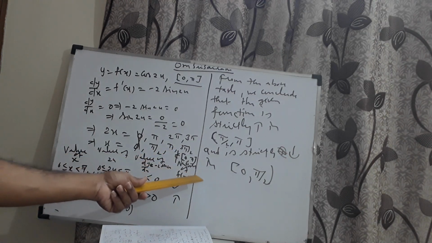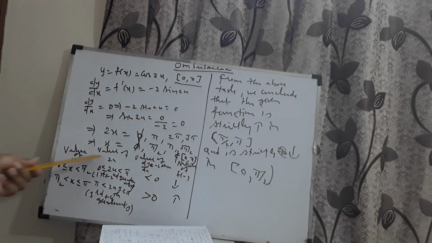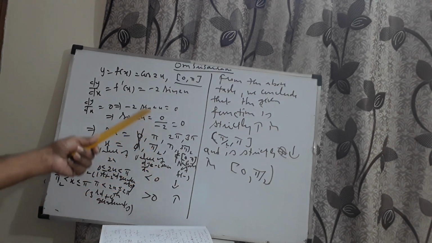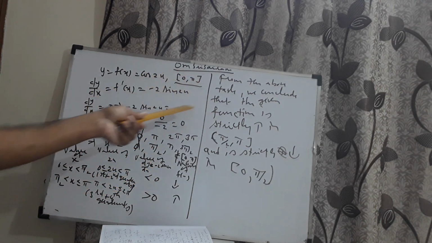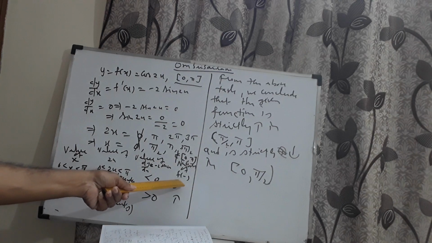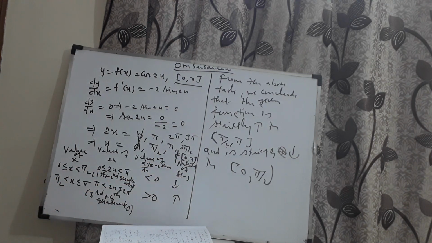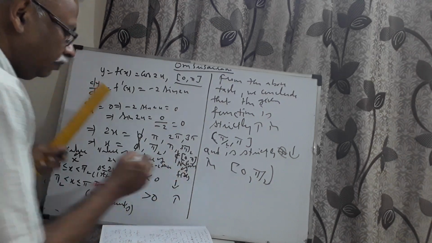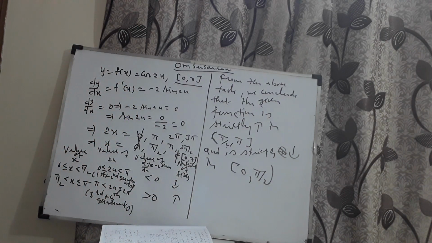I'll take a tabular column like this: value of x, value of 2x, value of dy by dx. There is a negative sign in dy by dx, remember carefully. And nature of f of x. Here x is between 0 and pi by 2, includes 0, excludes pi by 2.